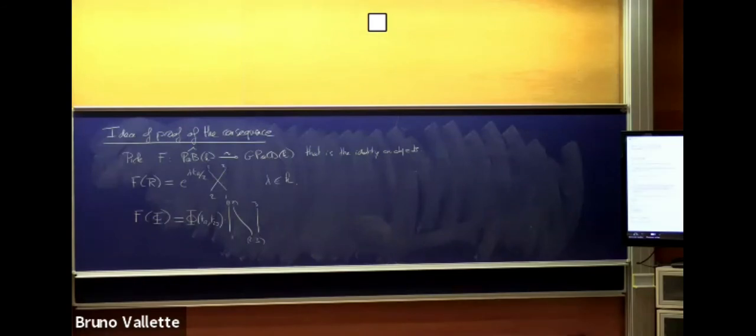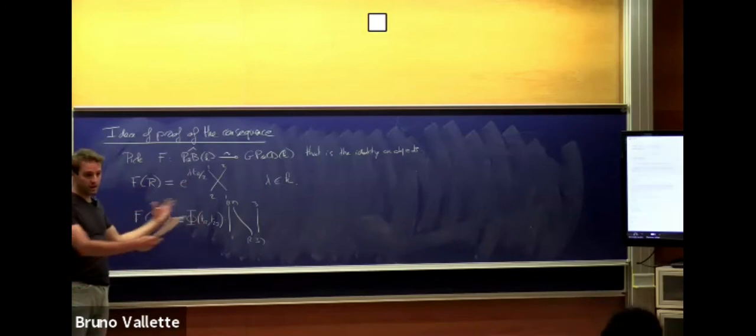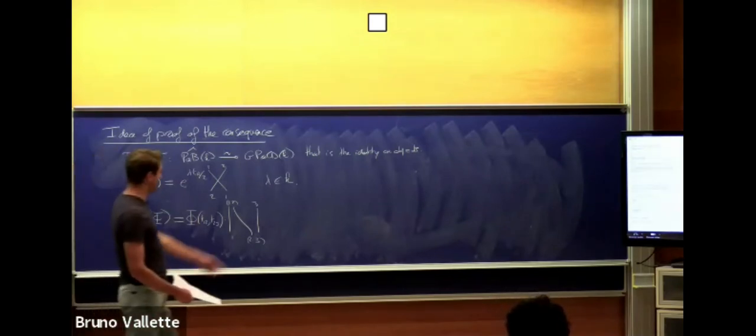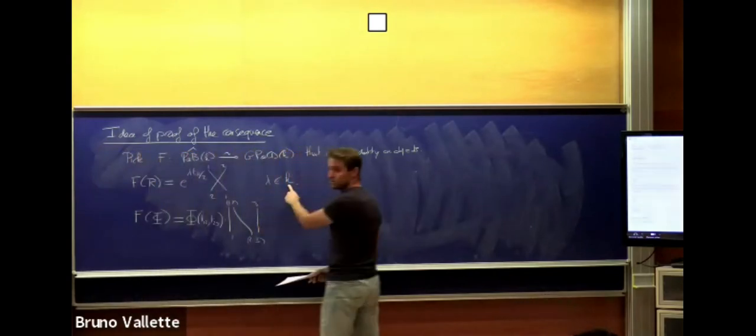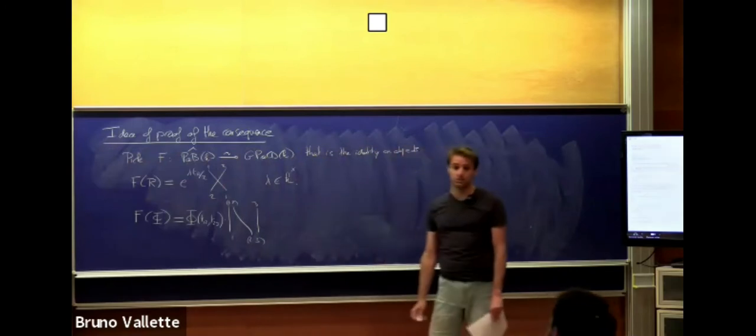And I mean, the other way around, anytime you have something satisfying this equation, you define f of r and f of phi being exactly this, and it satisfies the relation, so it defines a morphism. And if lambda is zero, it's not an isomorphism, but actually, to get an isomorphism, you need lambda to be invertible.